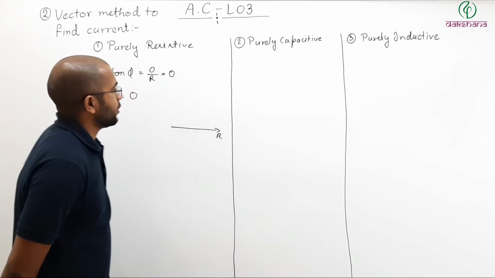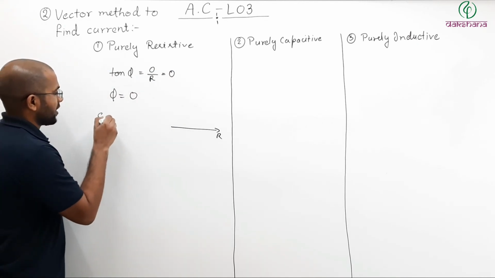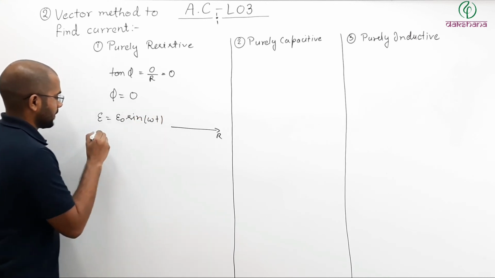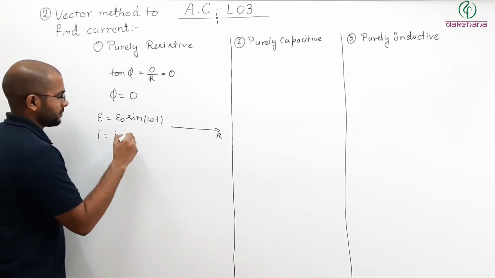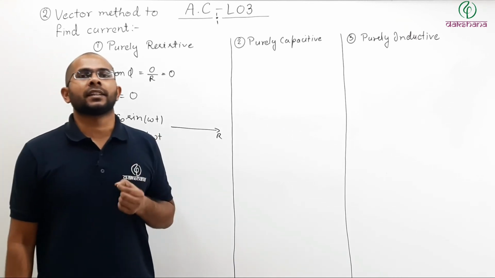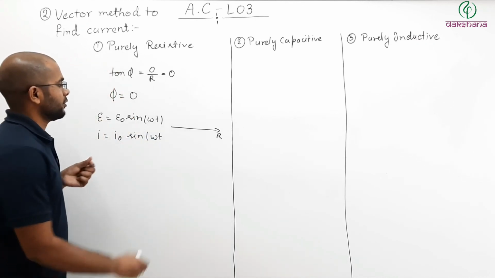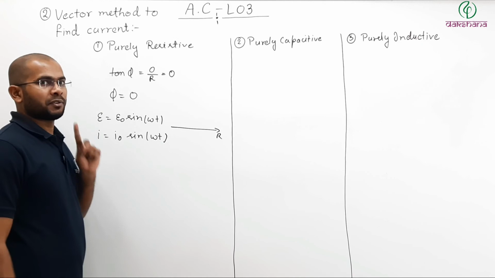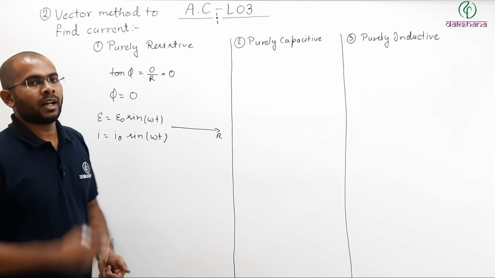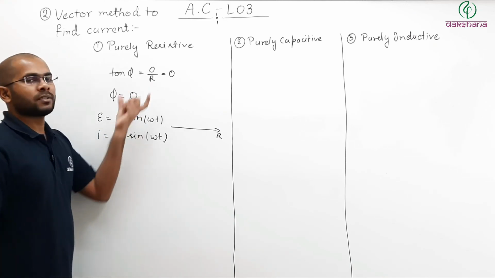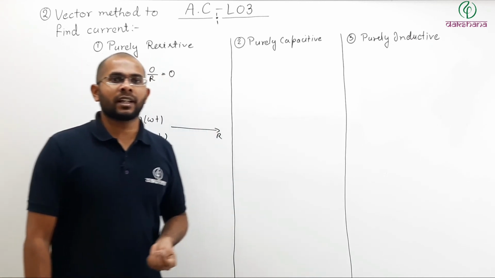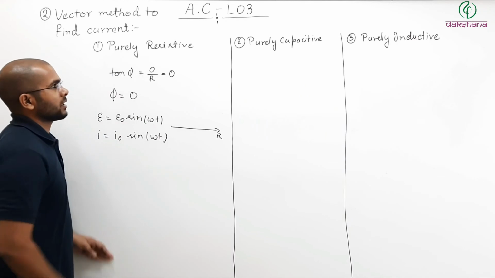Now if phi is 0, what do you know? EMF is written as E naught sine omega t, and current is written as I naught sine of omega t plus phi. And what is phi here? Phi is 0. So omega t. If you remember, this is the same result which we had obtained from the mathematical way, applying loop law. So this verifies that our phasor method or vector method of finding current works for a purely resistive circuit.